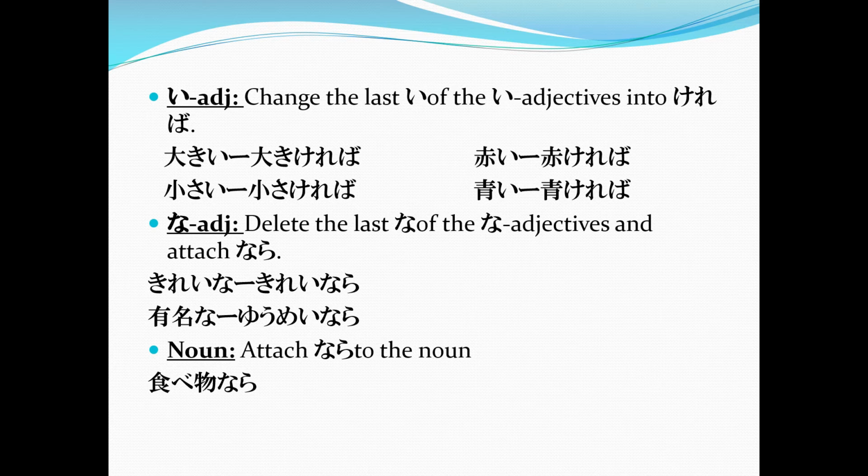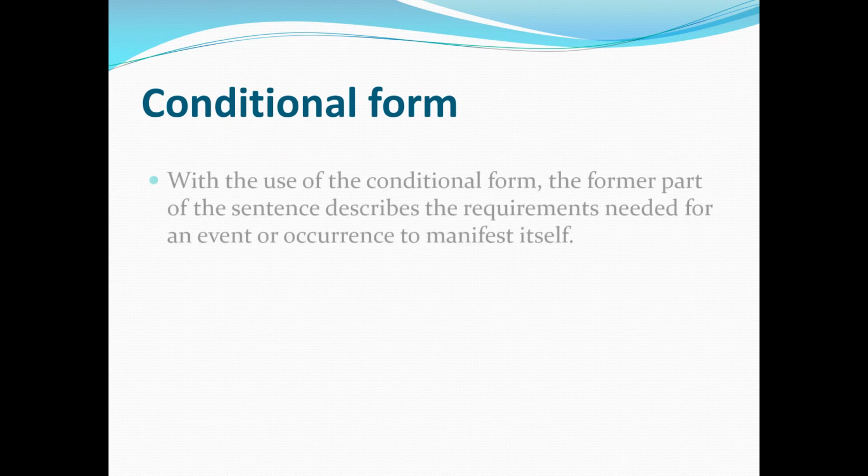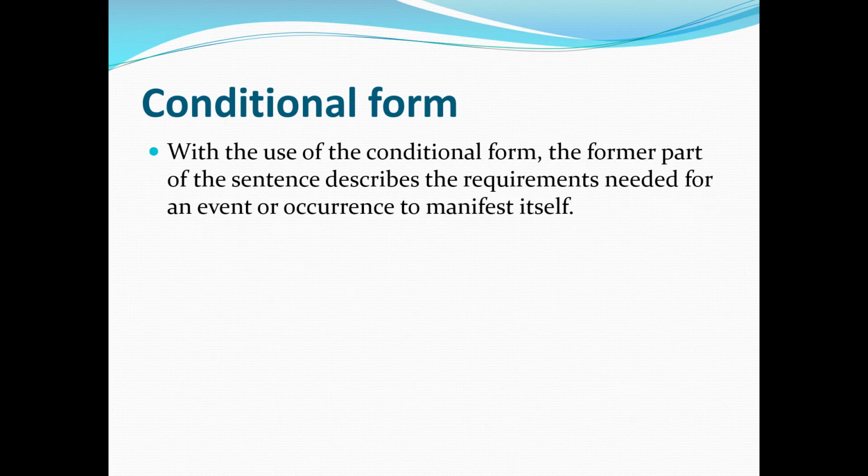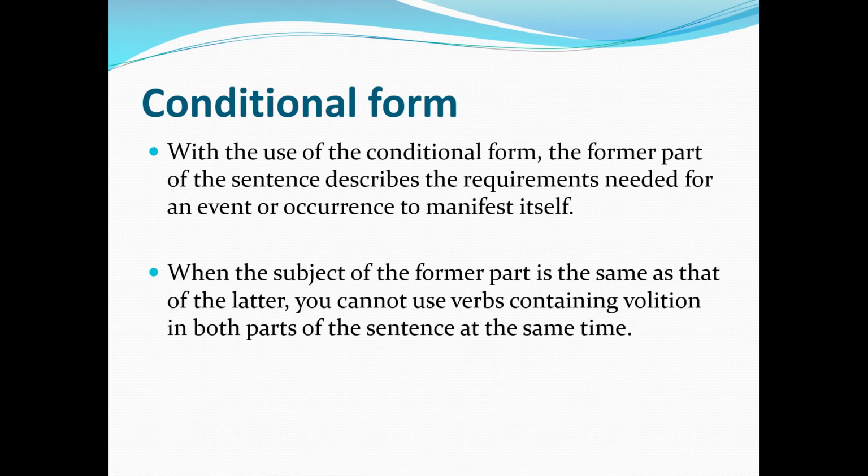Now let's start to use the conditional form. What is this conditional form anyway? With the use of the conditional form, the former part of the sentence describes the requirements needed for an event or occurrence to manifest itself. When the subject of the former part is the same as that of the latter, you cannot use verbs containing volition in both parts of the sentence at the same time.